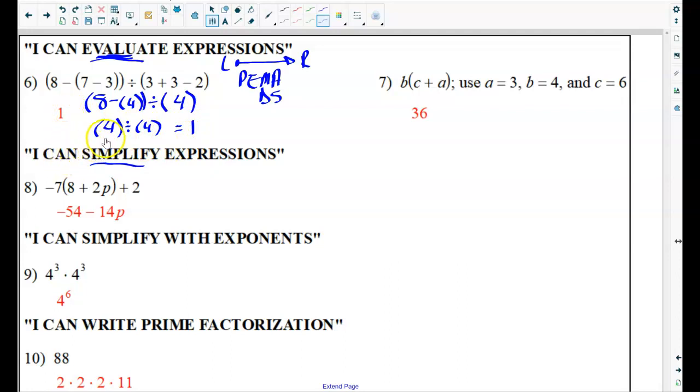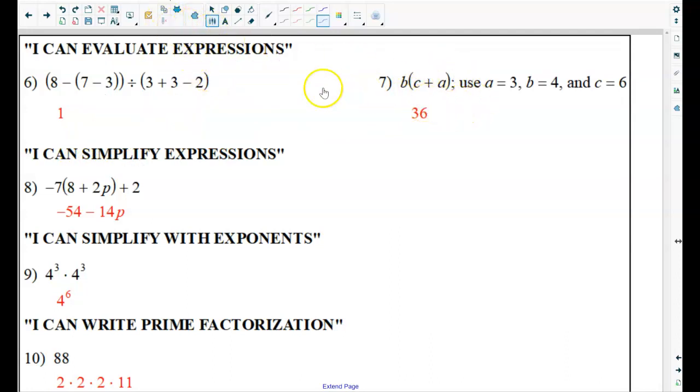All right. Let's go on to this one over here. Again, this one's evaluate the expression. Okay. We're going to substitute. Now here, it's real important that you understand the principle of substitution should always formally include parentheses, just like this. Okay, so B is 4, right?